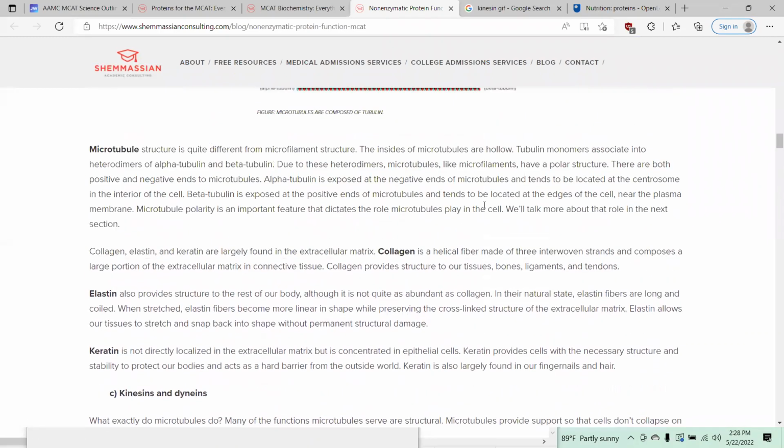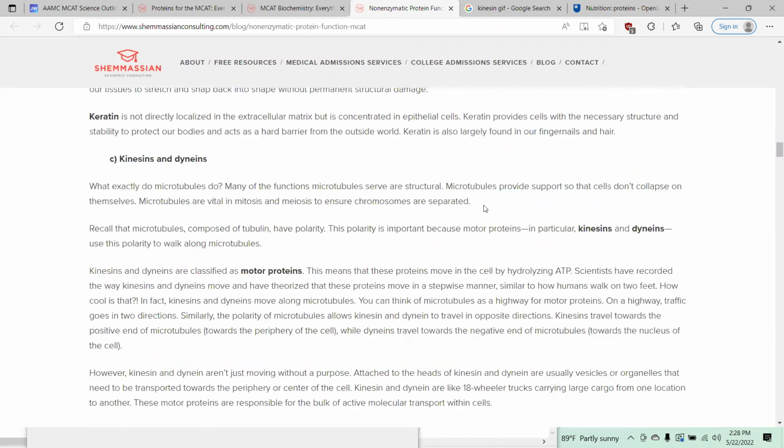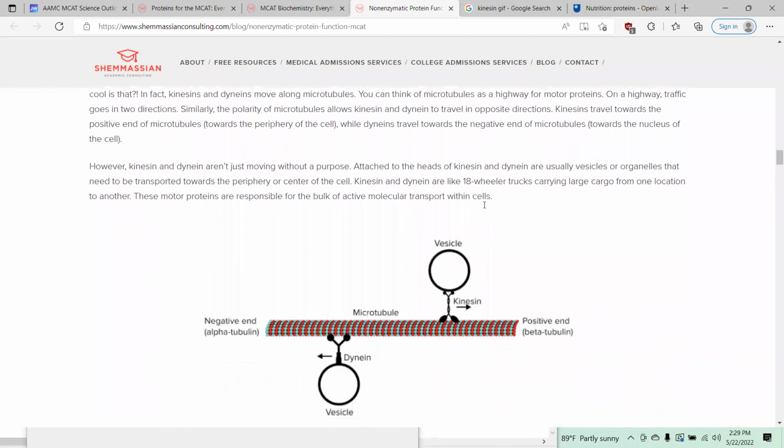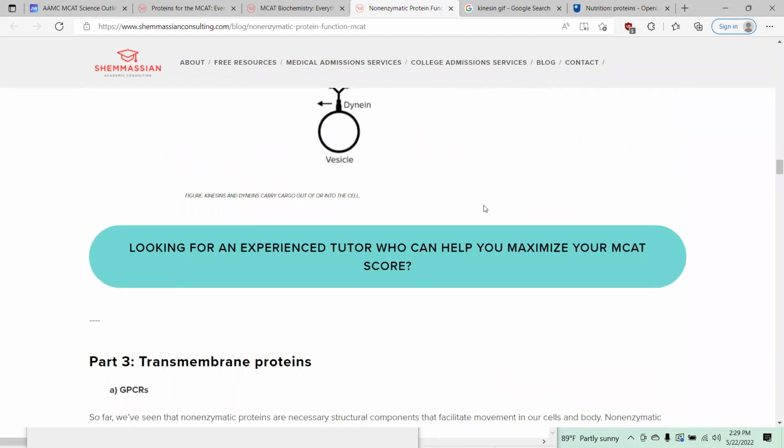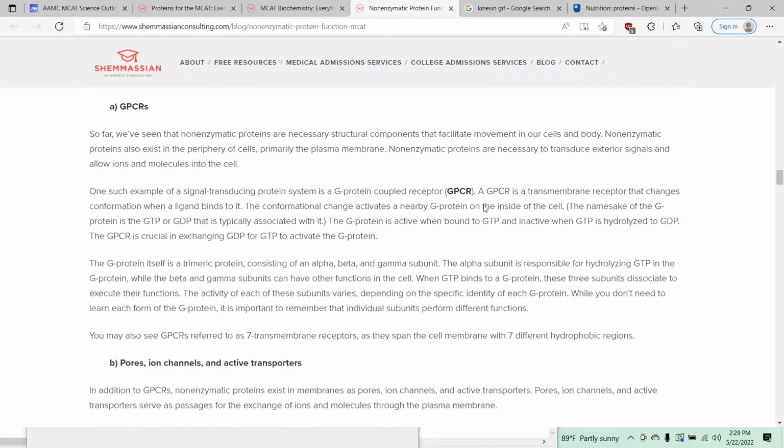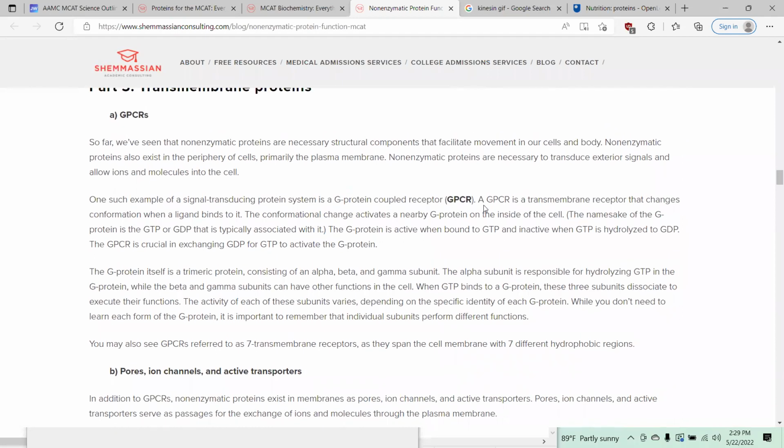So these are the proteins that are majorly found in our body, but they're not enzymes. They don't act on anything. They're just there to provide structure. Transmembrane proteins. Okay, so GPCRs. So G protein coupled receptors.